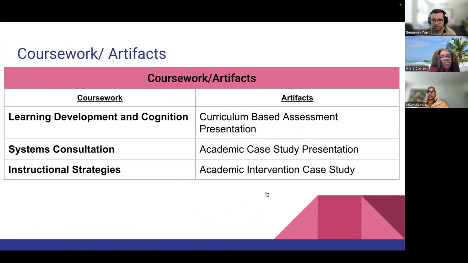Some of our artifacts: in learning, development, and cognition, we completed a curriculum-based assessment presentation where we considered various forms of curriculum and how they support students' learning. In the systems consultation class, we completed an academic case study presentation where we considered the systems at the school site, how they were effective, where they needed support, and what ways we could work as school psychologists to best achieve those supports. In the instructional strategies course, we had an academic intervention case study student where we charted their progress in the interventions that we chose based on the data over the course of the semester.